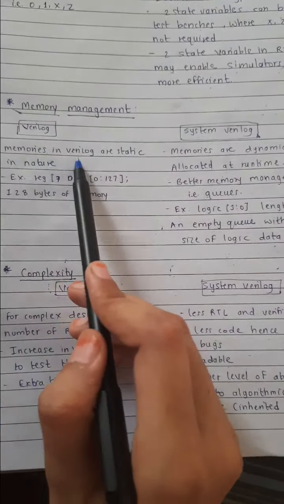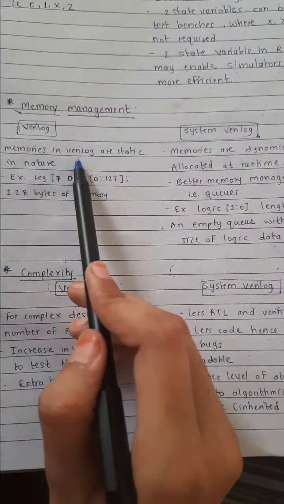Related to complexity, in Verilog, for a complex design, a large amount of RTL code is required. There is an increase in verification code to test this design, and it needs extra time. In SystemVerilog, there is less RTL and verification code, hence fewer bugs, and it is readable, with a higher level of abstraction due to its algorithmic nature, which is inherited from C++.